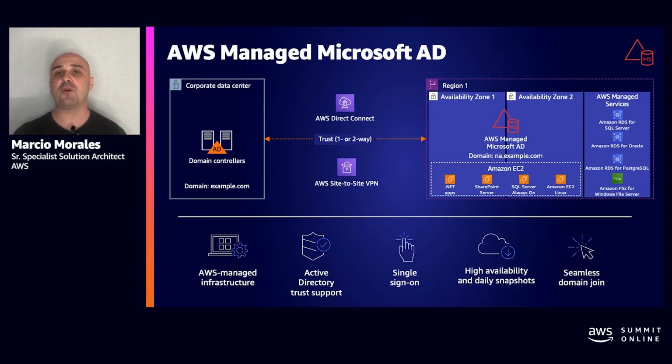It also supports single sign-on. So you can integrate the AWS Managed AD with the AWS Console and APIs. So once you have a trust relationship between your on-premise environment and the AWS Managed AD, you can then use your on-premise identity to log in on the AWS Console and AWS APIs. Also, it has high availability and daily snapshots. And it supports Amazon EC2 seamless domain join.